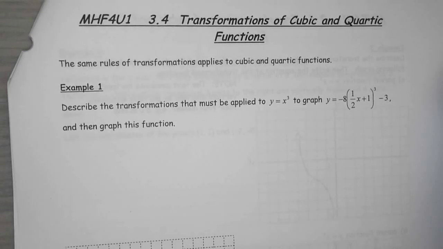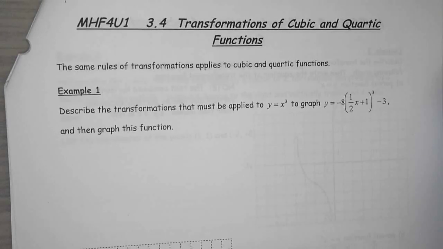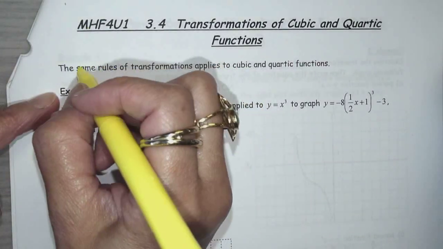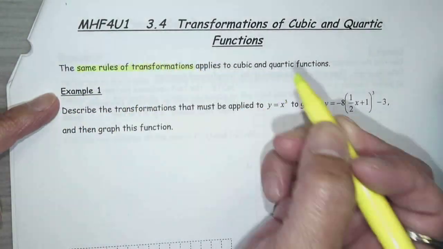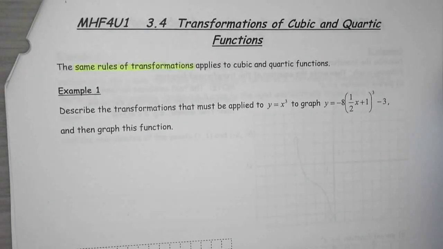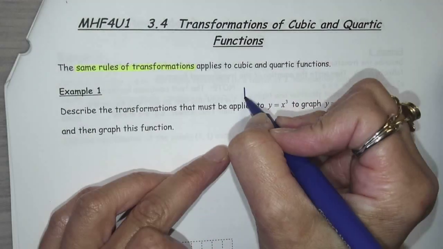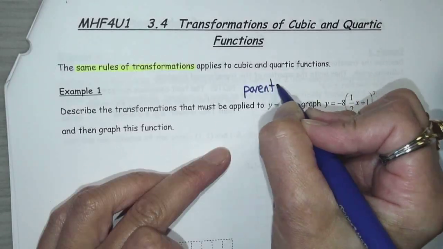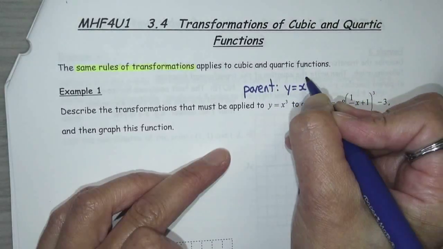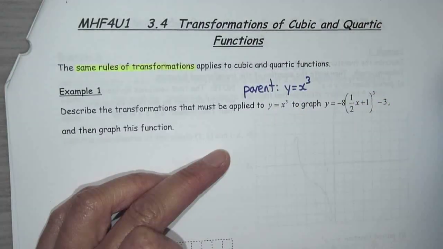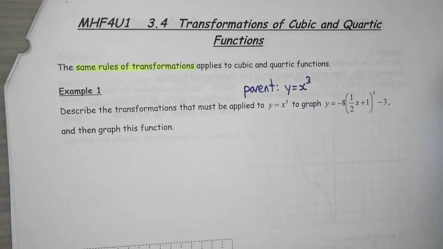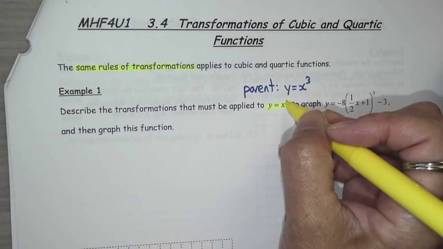3.4 is transformations of cubic and quartic functions. Now, the same transformation rules that we've done before about the vertical, horizontal shifts, translations, stretches, all of that stuff still holds true. So when you look at this, the first thing that you always do is say, what's the parent function? And the parent function for this is x cubed. So you always say, okay, what's the parent function? And we have this. So we know it has to be applied to y equals x cubed.